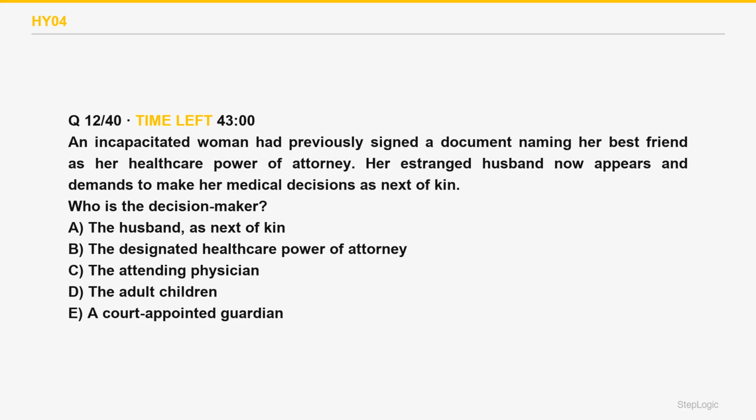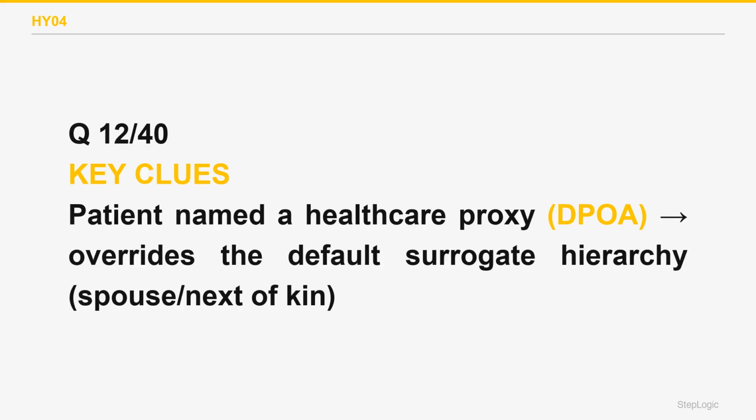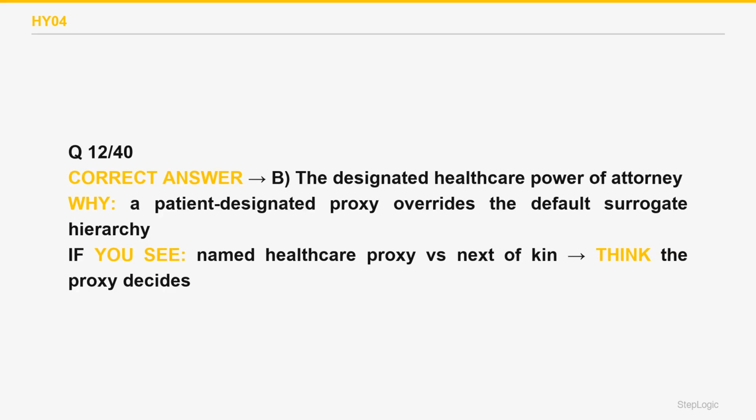Read the command: who decides when a named proxy conflicts with next of kin. A designated proxy outranks the default hierarchy. When a patient has designated a healthcare power of attorney, that proxy speaks for her and overrides the default surrogate hierarchy, including the spouse. Because she explicitly chose her best friend while she had capacity, the friend, not the estranged husband, is the legitimate decision maker. A patient's own designation trumps the standard next of kin order. The correct answer is B.